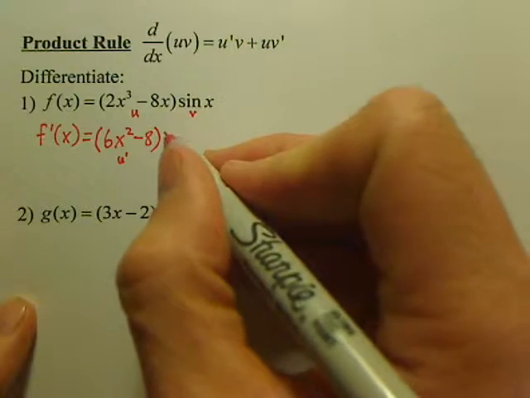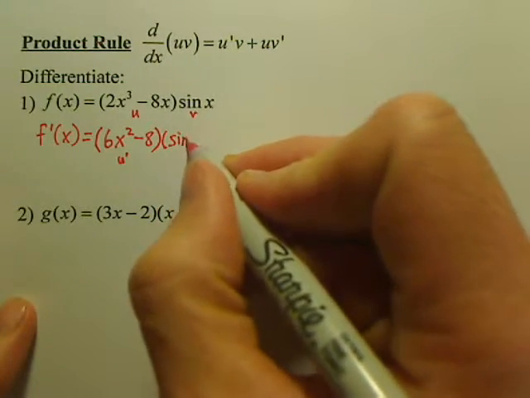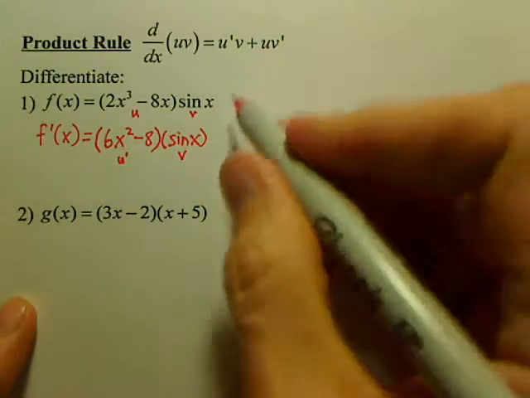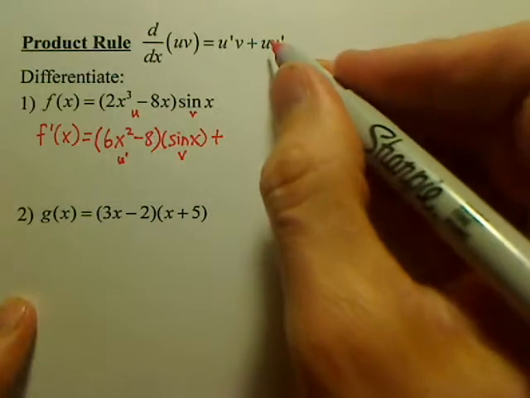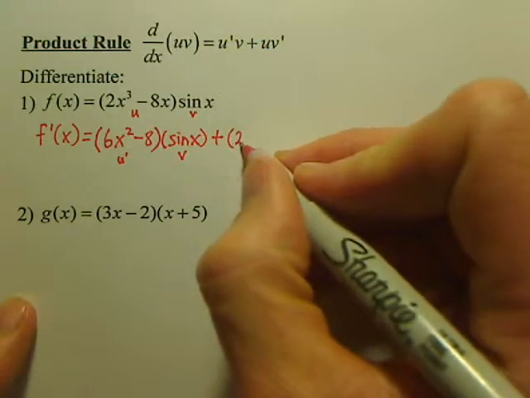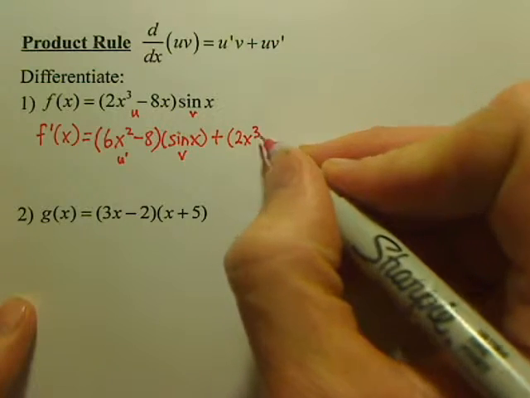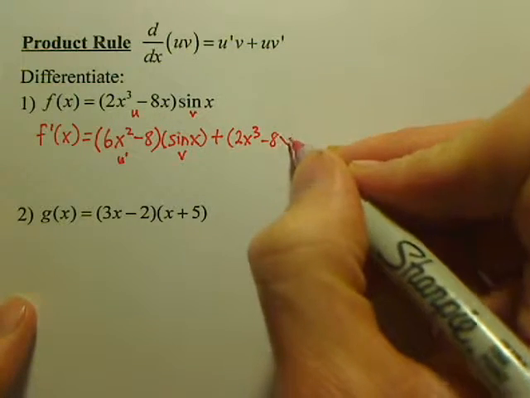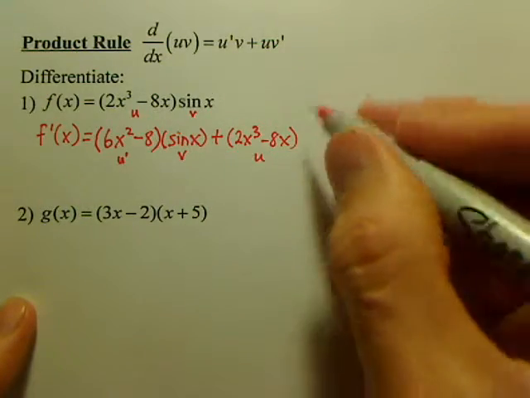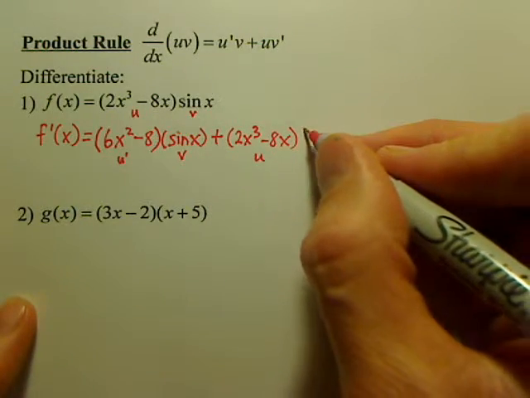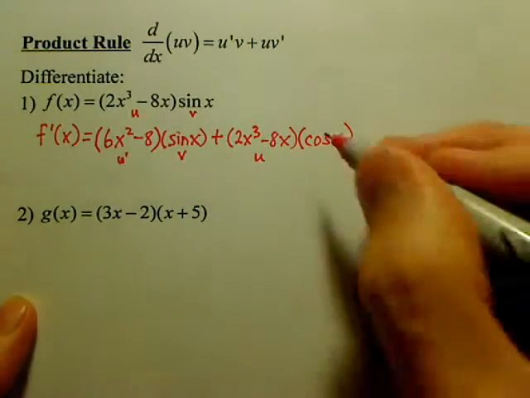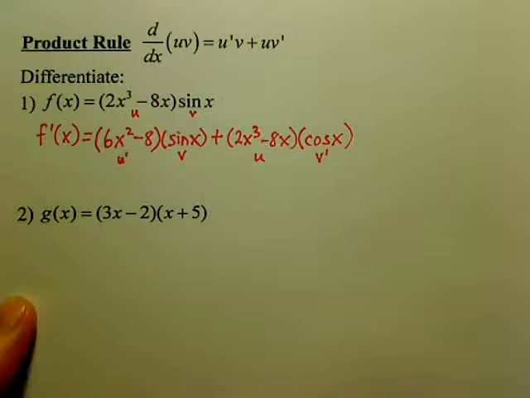Now what's v? Well, it's just sine x. So we're simply going to put sine x. Okay. Now plus. Okay, u. So we just rewrite u. Pretty simple, hopefully. We're just rewriting u. Sweet. And then we derive v. So what's the derivative of sine x? It is cosine x. And that is v prime.